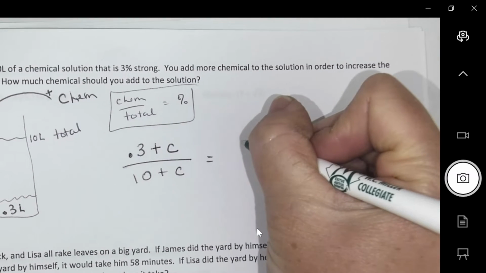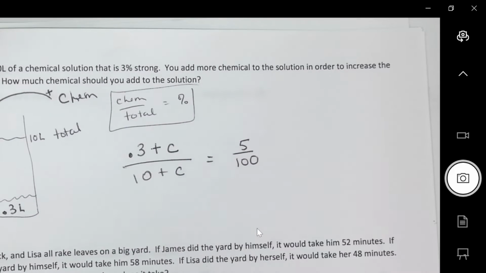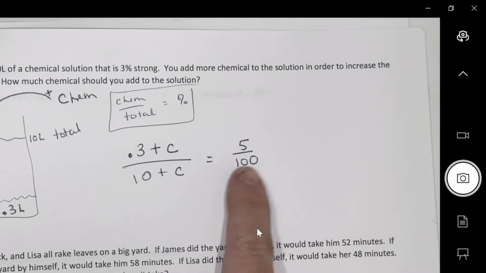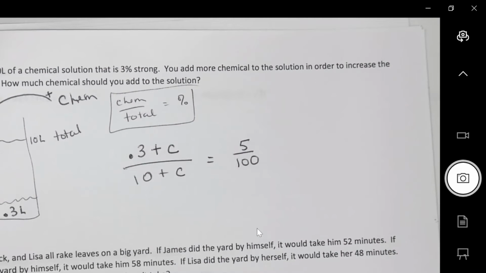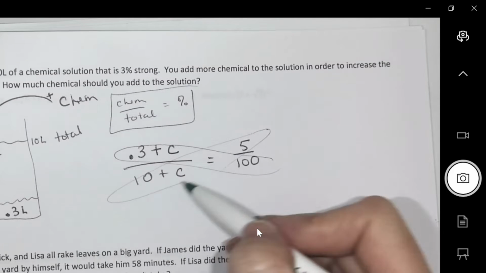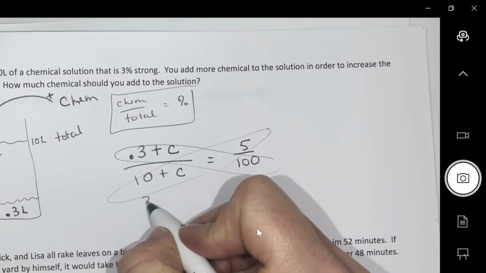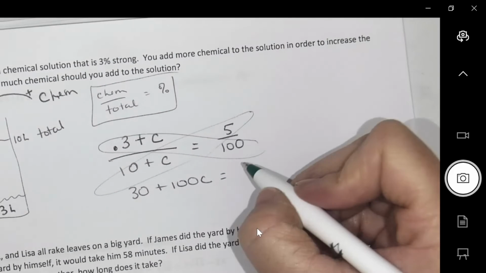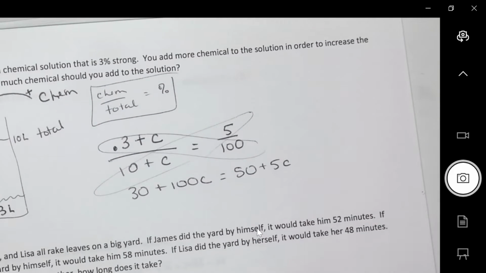And I want to end up with 5%. So I'm going to write it as a fraction. Some of you might write it differently, like a 1 over 20. Some of you might write 0.05 over 1. Okay, that's the setup. Now we pick the strategy. So common denominator or cross multiply. Let's cross multiply. So 30 plus 100C equals 50 plus 5C.